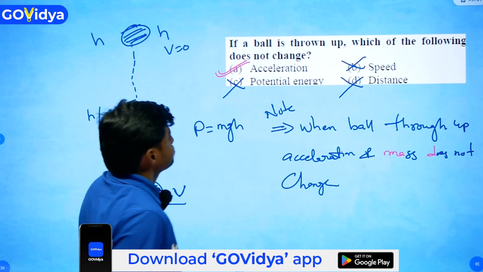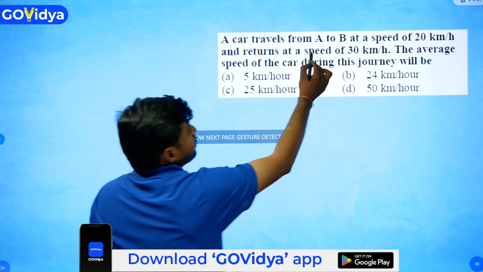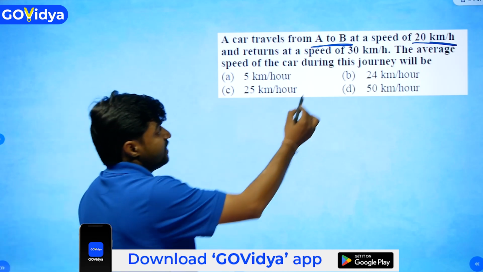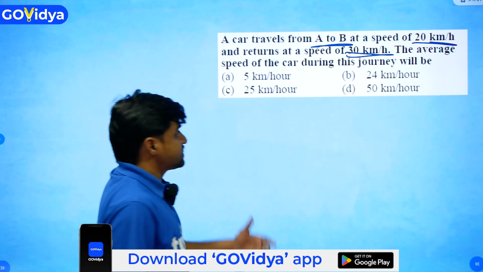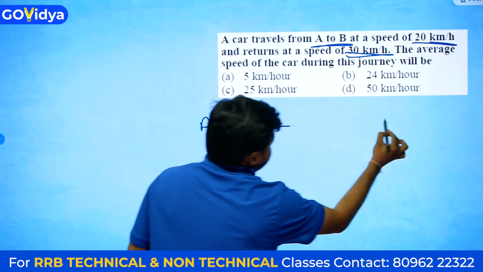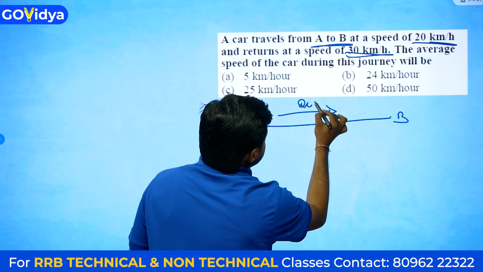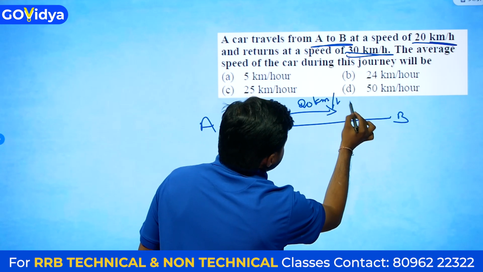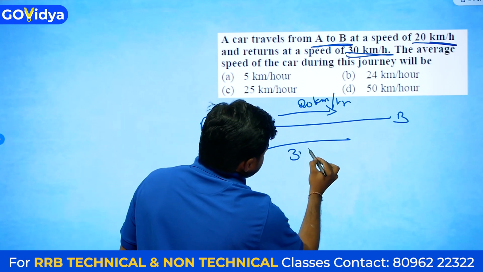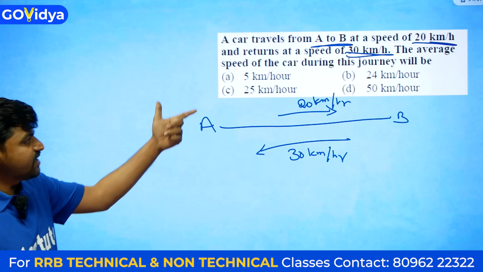Next question. A car travels from A to B with the speed 20 km per hour and returns back with the speed 30 km per hour. What is the average speed during the journey? From point A to point B, it travels at the speed of 20 km per hour, and returns from B to A with the speed of 30 km per hour. We have to find the average speed of the journey.